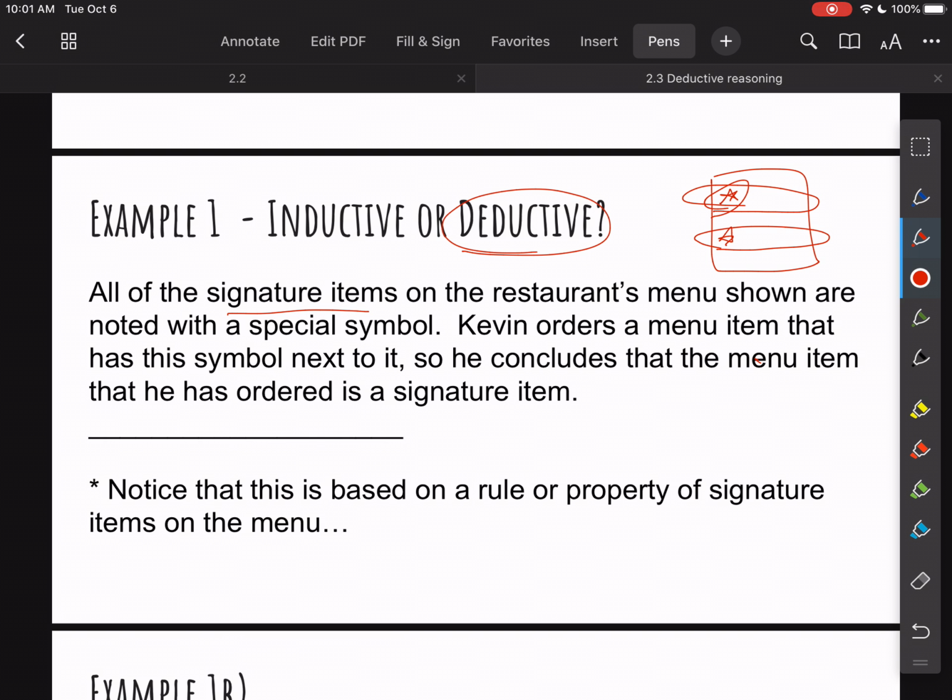Now, on the flip side of this, let's say that Raul goes to the restaurant on a Thursday. Every time he goes on a Thursday, there's a certain special, like a cheese supreme is the special. So if Raul goes to the restaurant on a Thursday, he concludes that cheese supreme will be the special. In this particular case, it would be inductive reasoning because he's following this pattern. Every time I go on a Thursday, this is what I see. It's that pattern that he would use to do inductive reasoning.